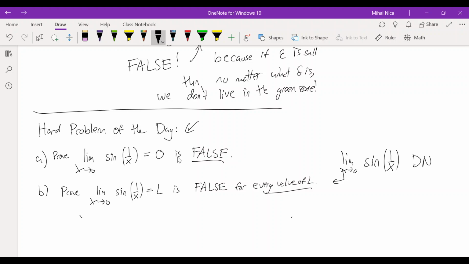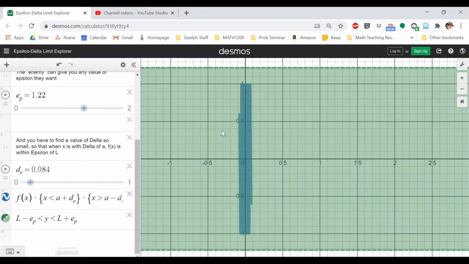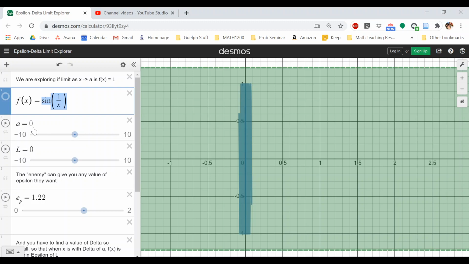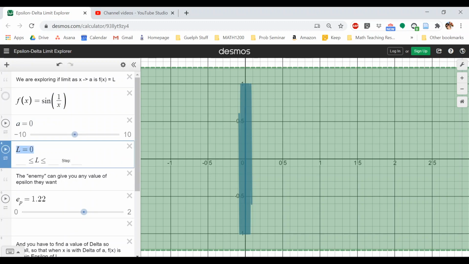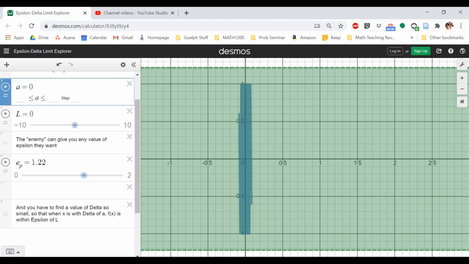does not exist. What does it mean for it to not exist? It means it's never equal to anything, no matter what value you look at. And the way I was expecting you guys to approach this is to look at the limit explorer. So here I have put in the function sine of 1 over x. I have a equals 0, and I have L equals 0 for part A.